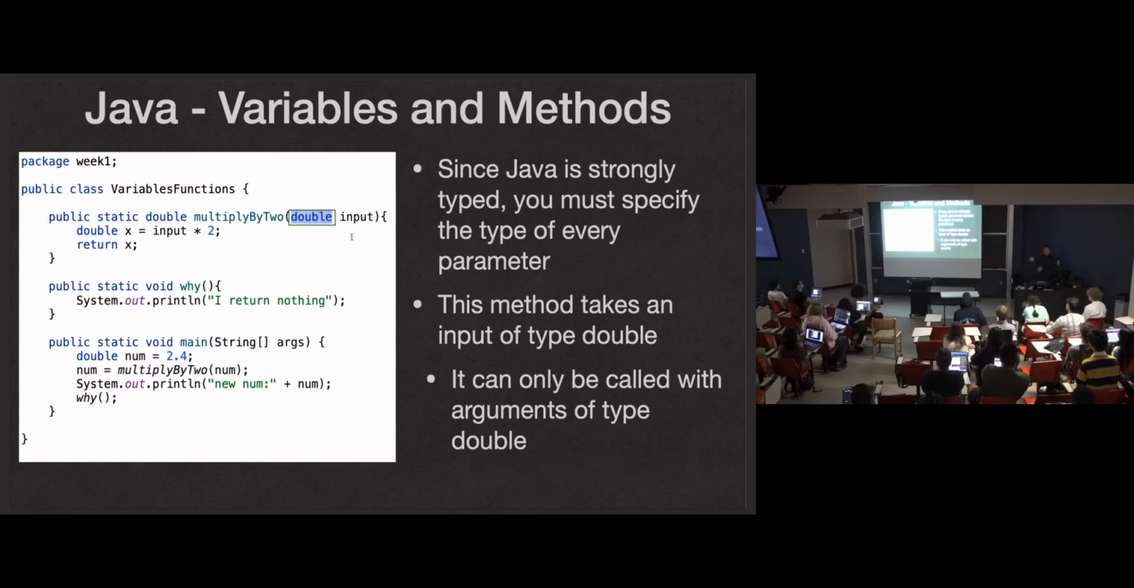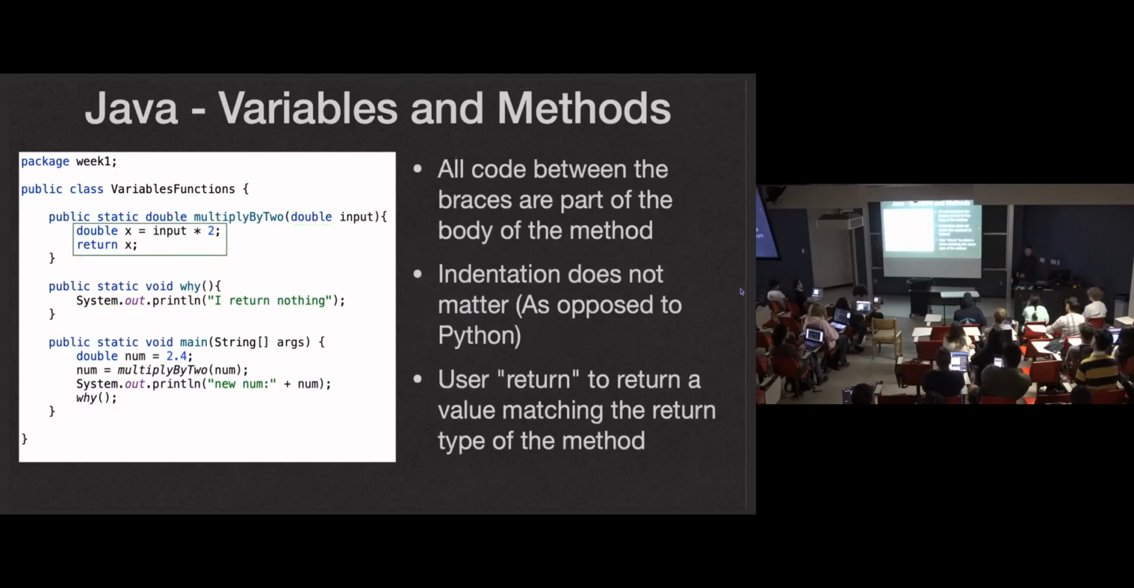Just like this one, input is of type double. So this method named multiply by 2 takes as a parameter a double and returns a double. And I guess it's public static. That's how I would describe this method header. So when I call this method, I have to give it a double as its parameter.